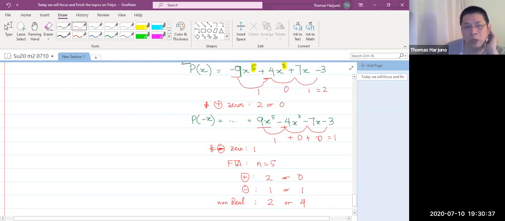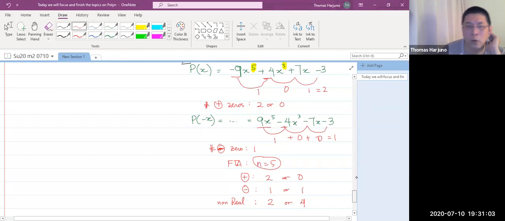So we know we need to look for 5 zeros, okay? At most 2 of them positive, only 1 of them negative. Then we know we will have 2 of them complex numbers, the complex which is not a real number. Or you may have no positive zeros. For sure we will have 1 negative zero. Okay? And therefore, if that's the case, then we will have 4 complex zeros.